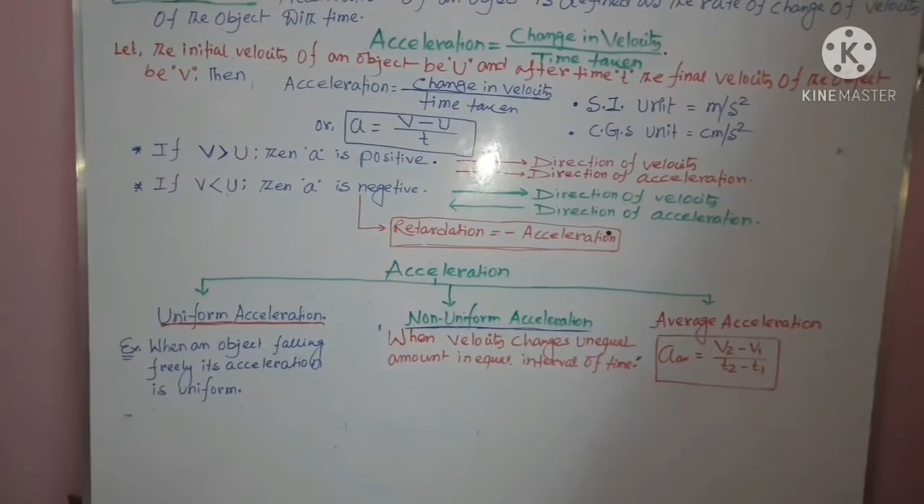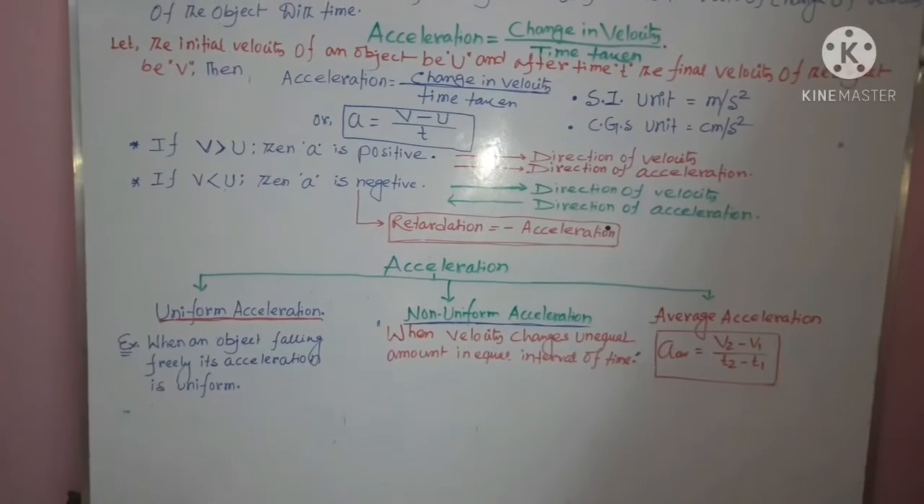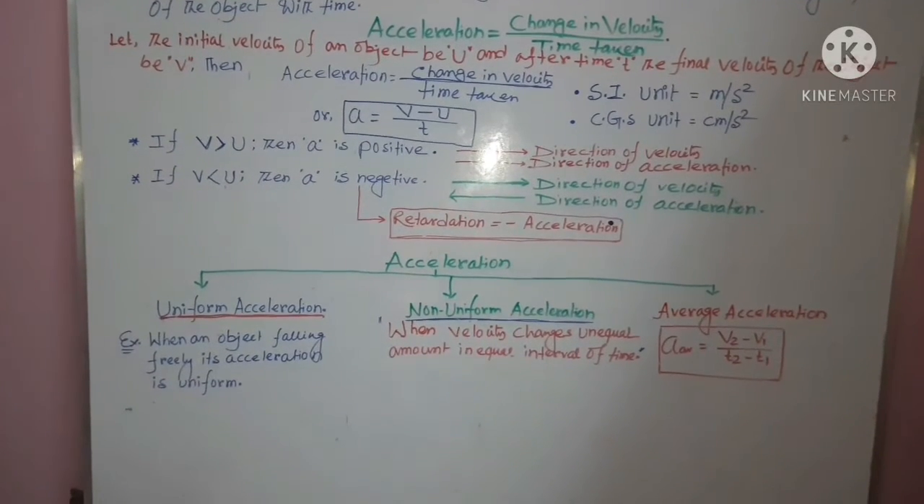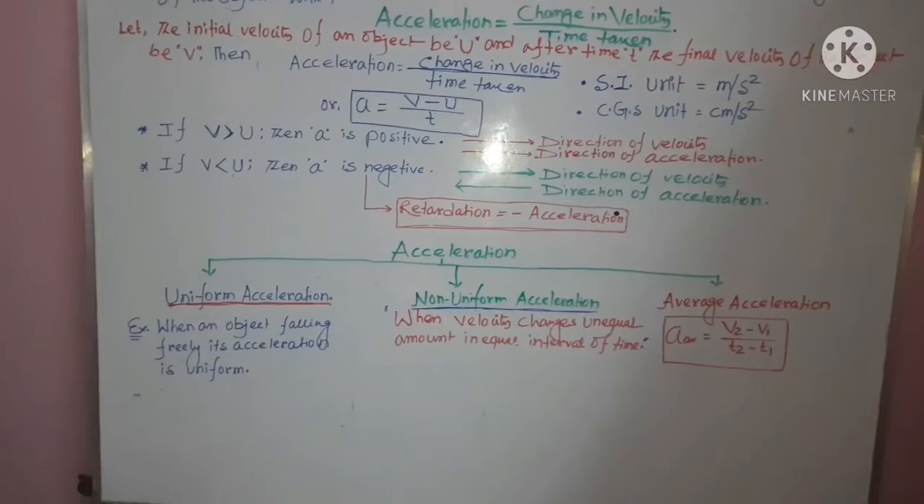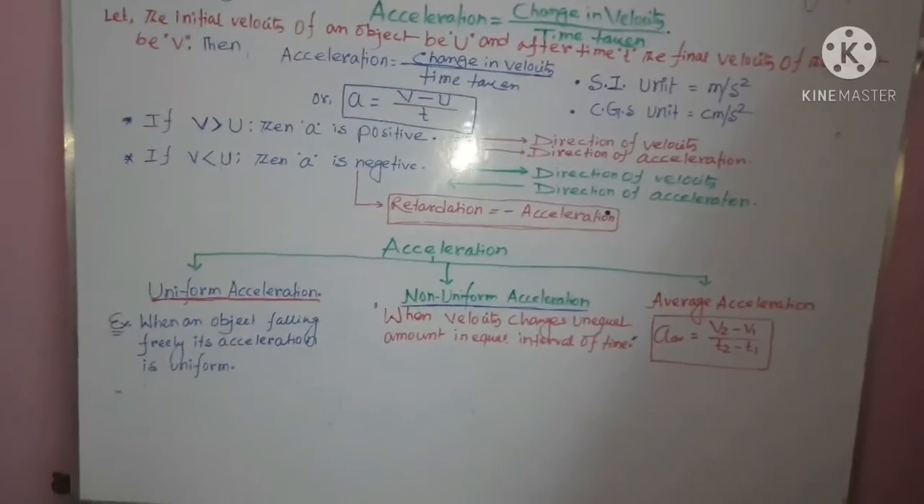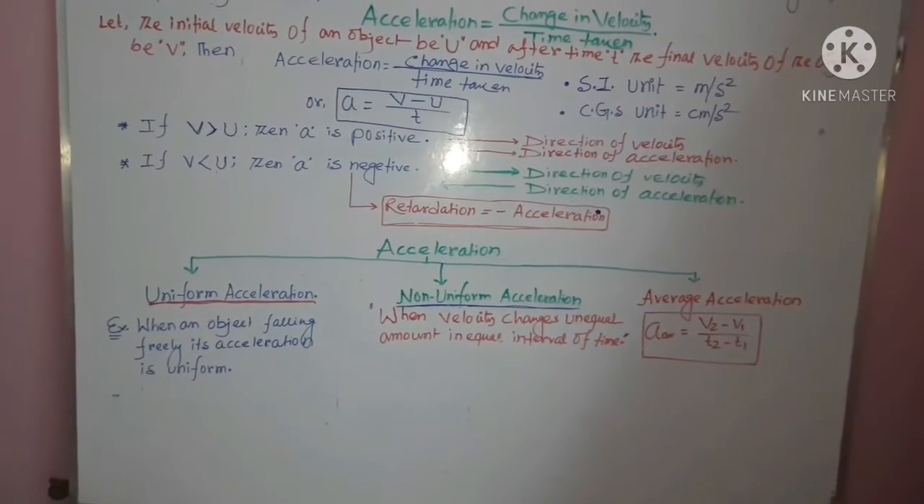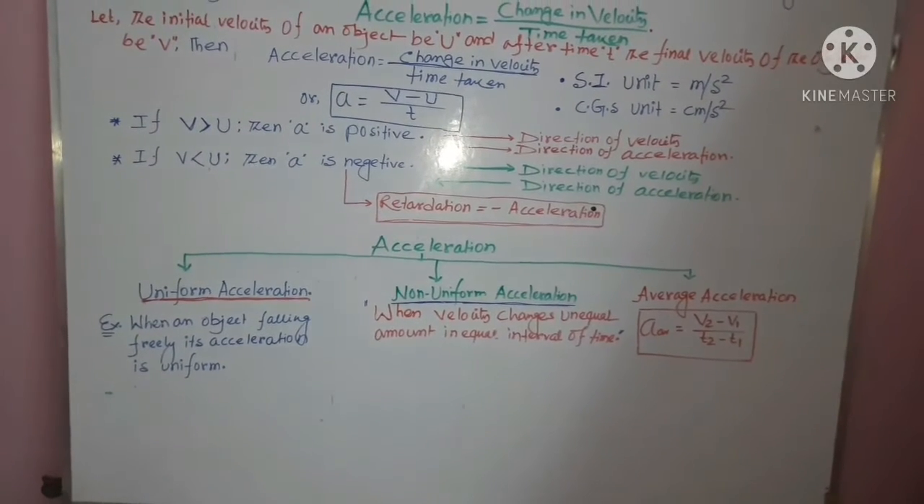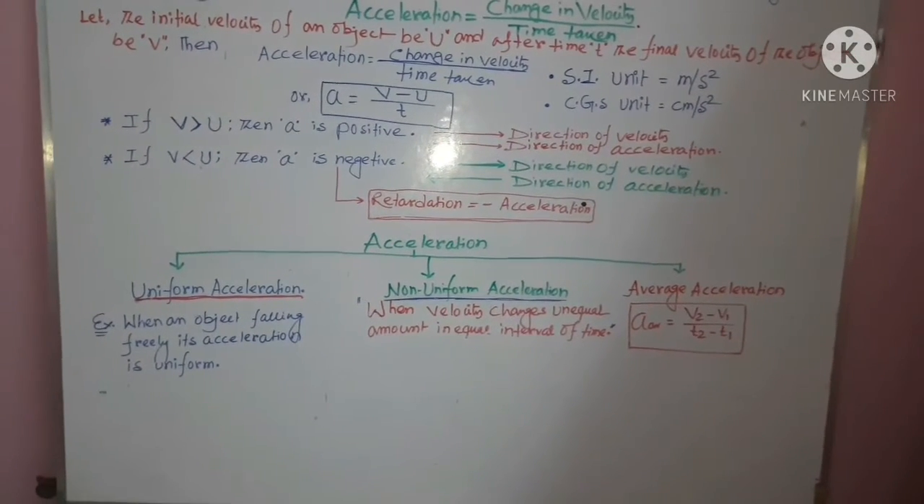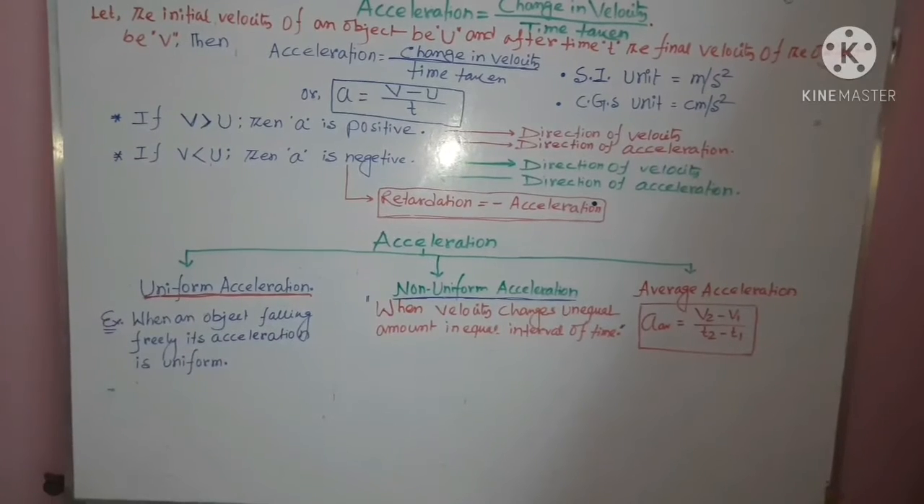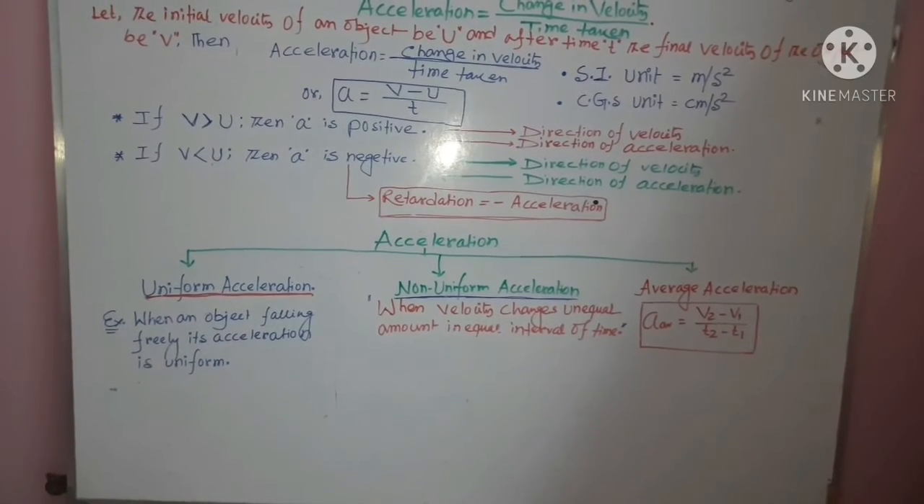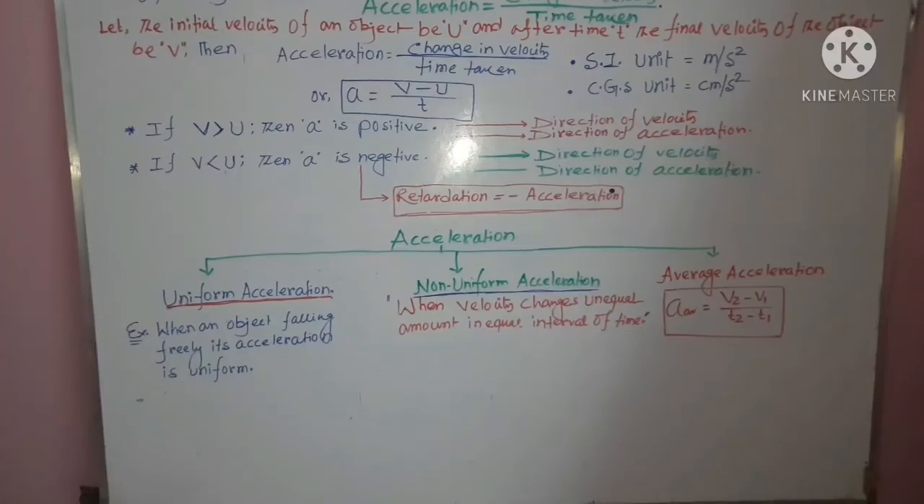Now here you have to know what you mean by freely falling. Freely falling means whenever any object falls downward only under the effect of gravity of the earth, then it is called freely falling of the object. Clear?